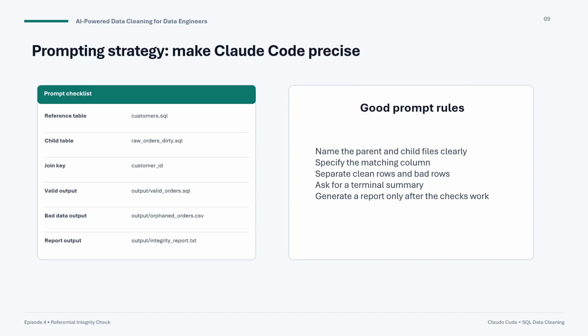When working with Claude Code, prompt clarity is extremely important. Always specify the parent table, the child table, the matching key, the expected outputs, and the reporting format. The more explicit your instructions are, the better the results. A well-structured prompt reduces ambiguity and makes the workflow repeatable. This is exactly what we want in production-ready data pipelines.